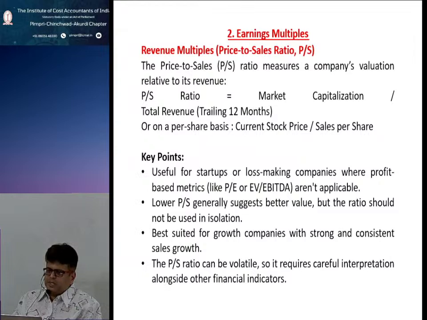So the key points typically in such revenue multiples are that it is useful for startups or loss-making companies where profit-based metrics like PE or EV divided by EBITDA aren't applicable. A lower price to sales ratio generally suggests better value, but the ratio should not be used in isolation. It should be considered with other multiples also. This ratio is best suited for growth companies with strong and consistent sales growth. PS ratios can be volatile. It requires careful interpretation alongside other financial indicators.